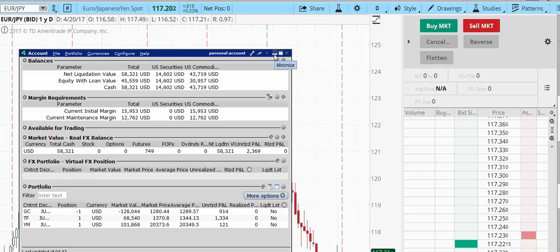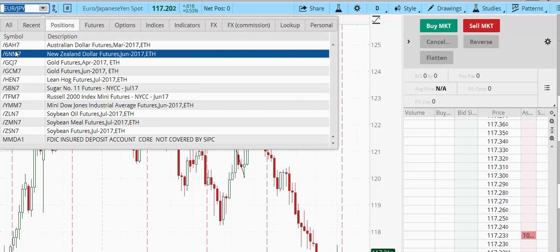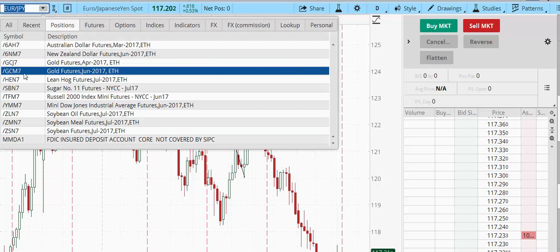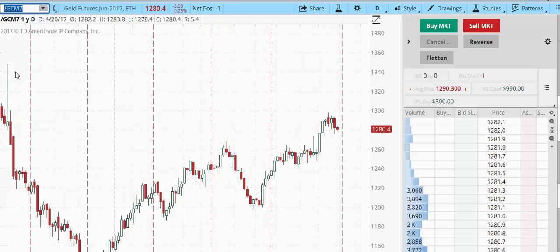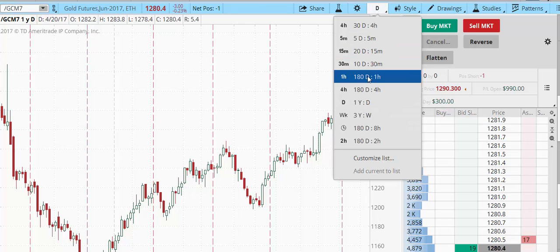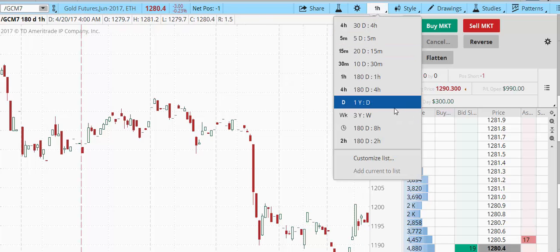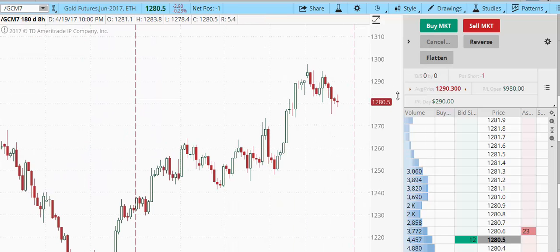Okay, we have positions in some of these things here, not necessarily all. Here we go, here's the gold. Now this is a daily chart. Okay, so here's your hourly. Whoops, that's kind of messy. Let's take a look at this on an 8-hour basis. There we go. And so let's see, 1290.